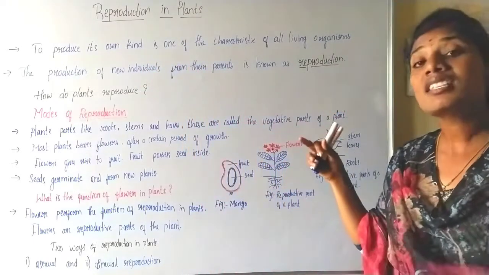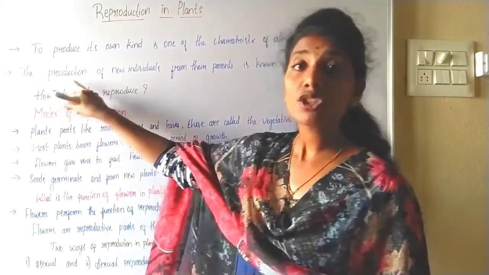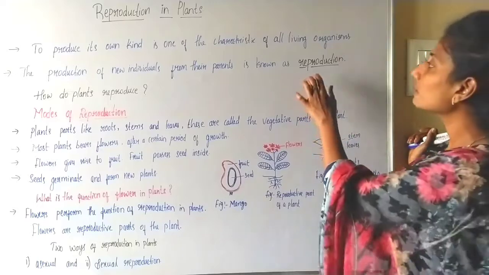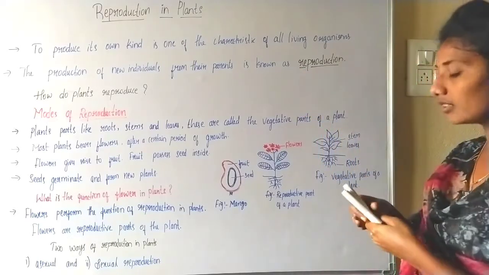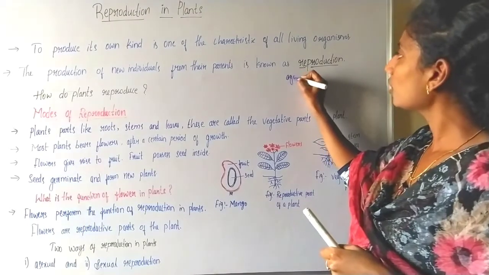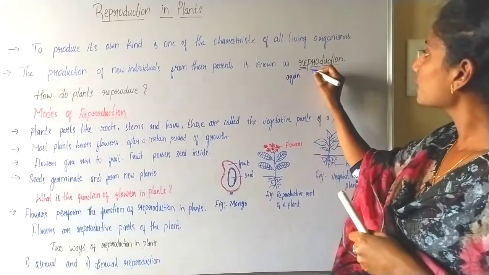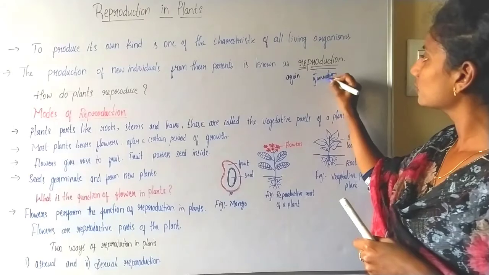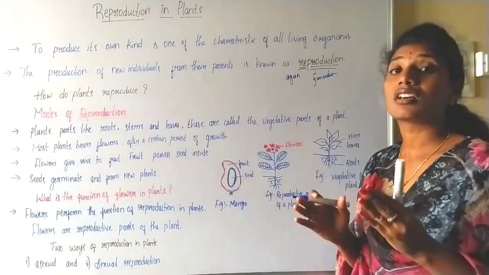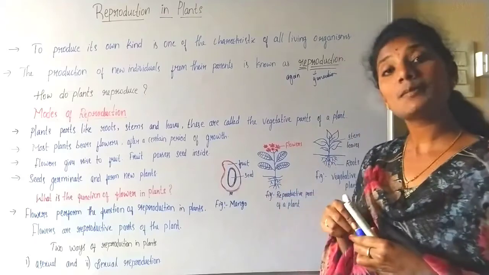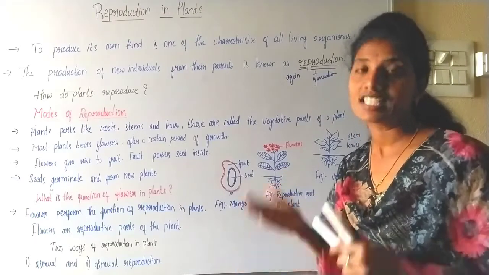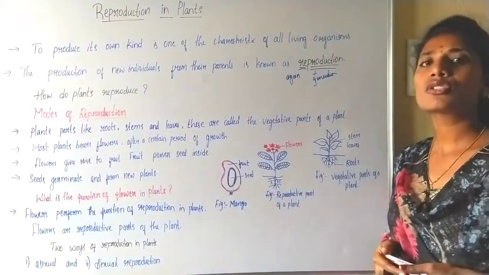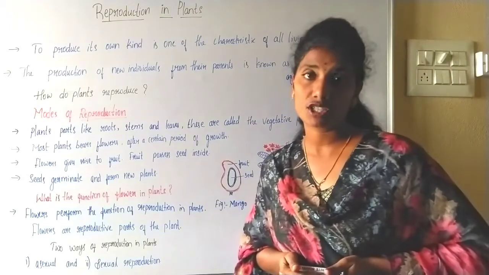So what does reproduction actually mean? The production of a new individual from the parents is called reproduction. When you see the term reproduction, what does re mean here? Re means again. Production means generation. The generation of a new individual will take place again from their parents. Such a process we call reproduction. Okay, plants are also involved in the process of reproduction, right?